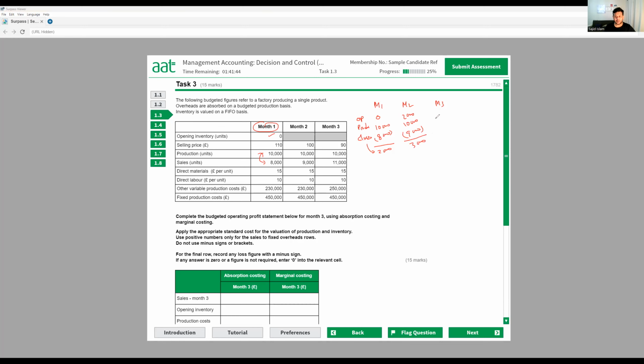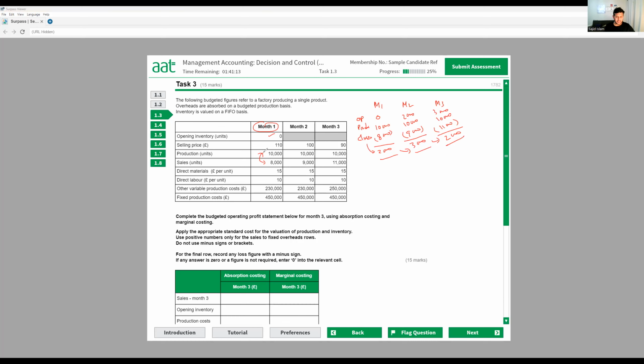This 3,000 will be opening for month number 3. And in month 3, we have produced 10 again, so 13,000. And we sold 11. That means we have only 2,000 closing at month number 3. That's my first working. So I need to make this working on the paper so that I don't forget it. Very important.